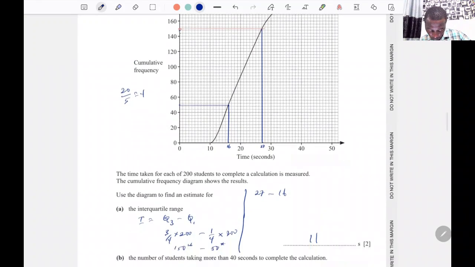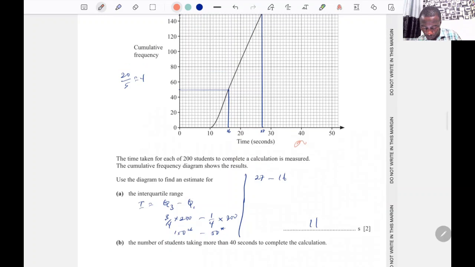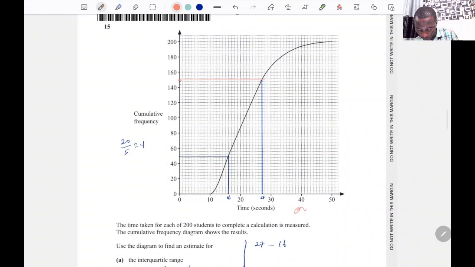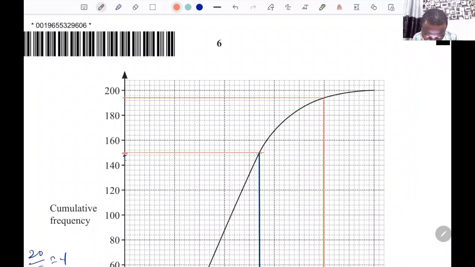So the B part of the question says the number of students that take more than 40 seconds to complete the calculation. So it is clear that we're looking for those that took more than this particular point, right? So 40 seconds is in this place. So let's trace the line to the curve. Then from there we can know where it meets the curve. So when we trace it to the curve, we'll have this. So it's at the middle point there.